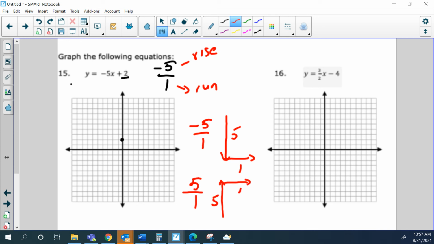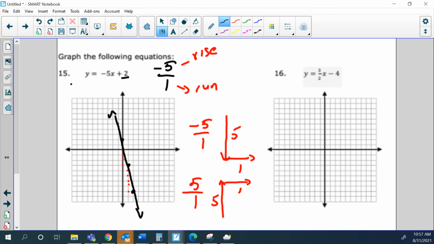All right, so here I'm going to go down 5. 1, 2, 3, 4, 5, and run 1. So that's my second point right here. I'm going to go down 5 again. 1, 2, 3, 4, 5, and run 1. So that's my third point right here. And then you just use a straight line ruler and connect the dots.